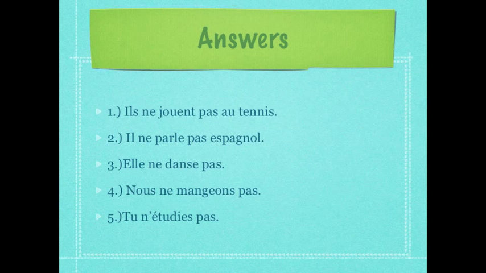Number 1, il ne joue pas au tennis, which means they are not playing tennis. Number 2, il ne parle pas espagnol, which means he does not speak Spanish. Number 3, elle ne danse pas, which means she is not dancing. Number 4, nous ne mangeons pas, which means we are not eating. And number 5, tu n'étudies pas, which means you are not studying.